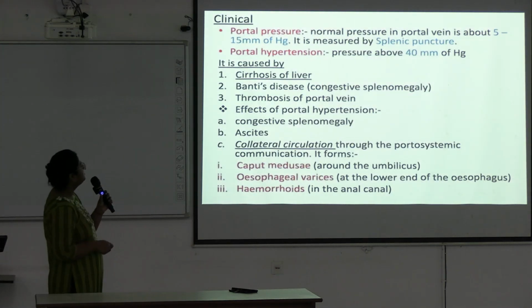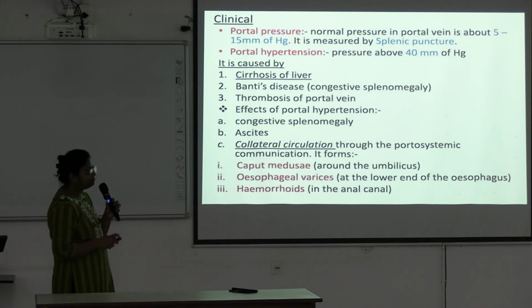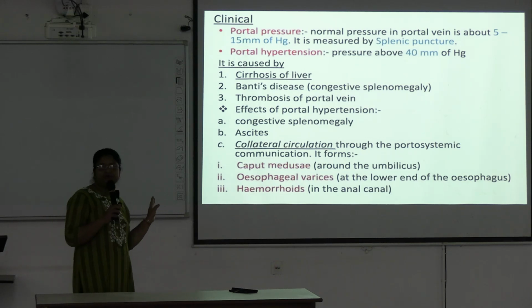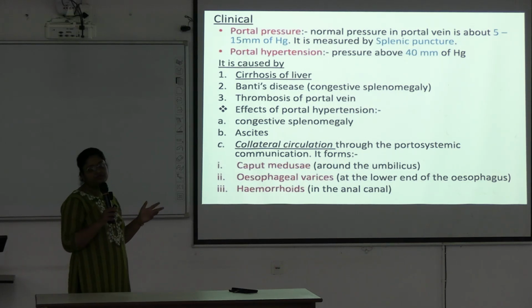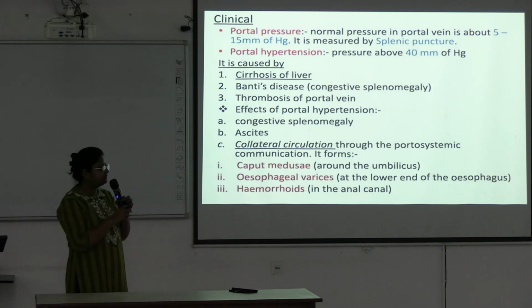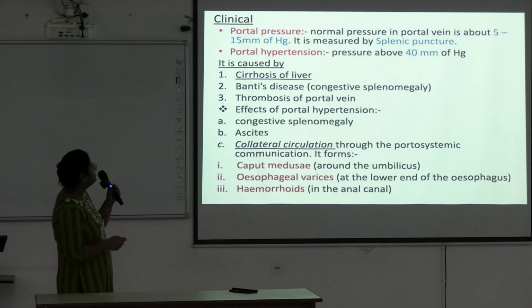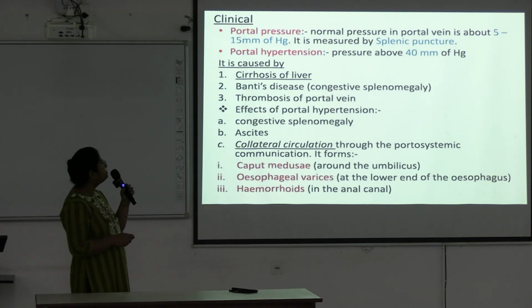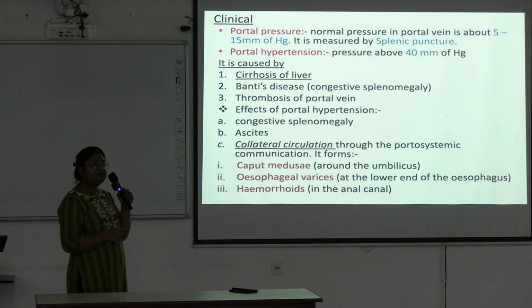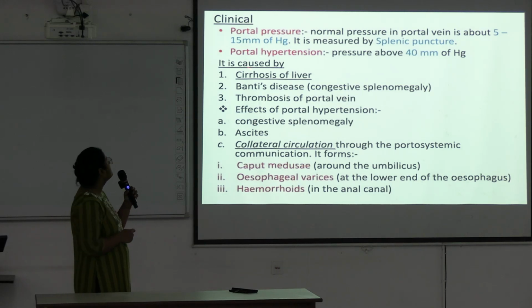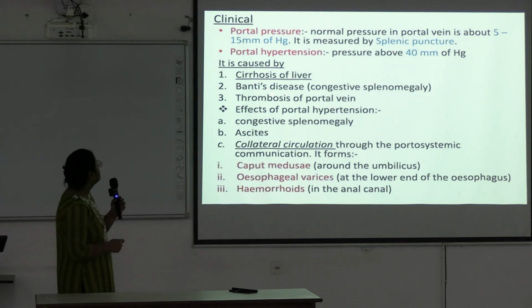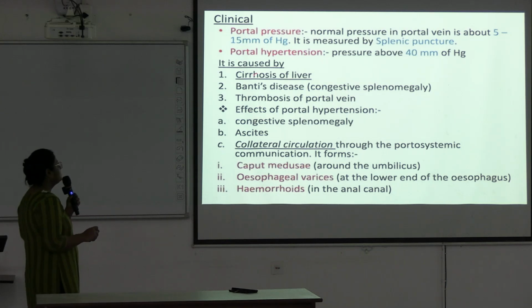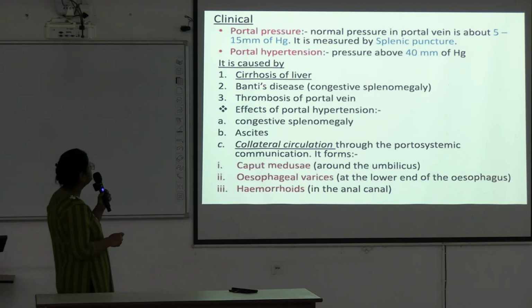So, what is the normal pressure? The normal pressure of the portal vein, all these are important for your MCQs, and when you will call it portal hypertension. So, the normal pressure in the portal vein is about 5 to 15 millimeter of Hg, and it is measured by splenic puncture. Portal hypertension pressure is above 40 millimeter of Hg. And what are the causes? These are the main causes of portal hypertension.